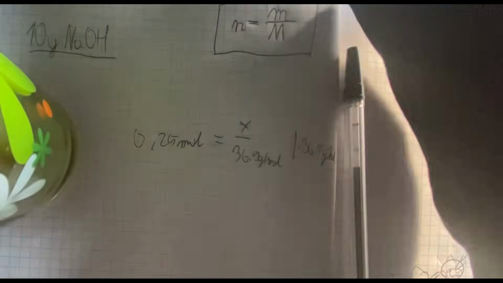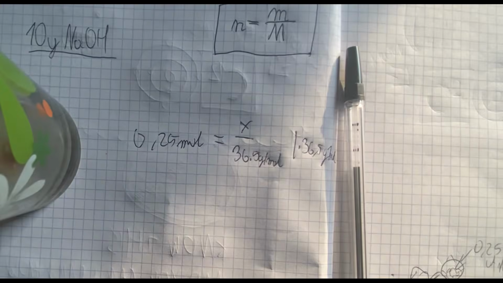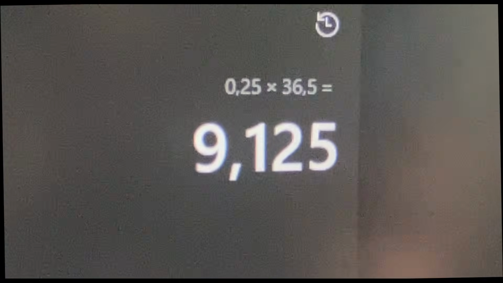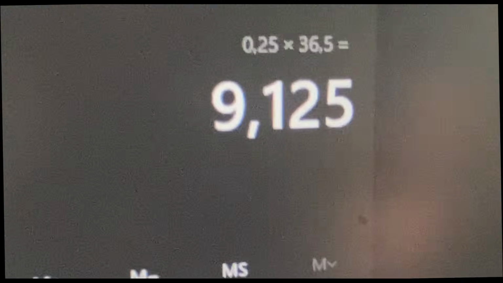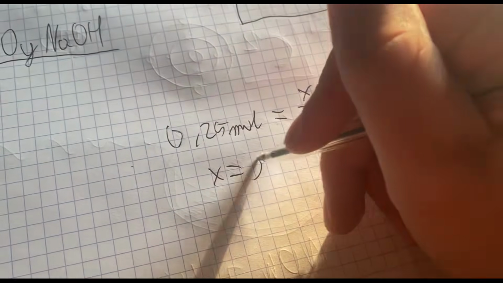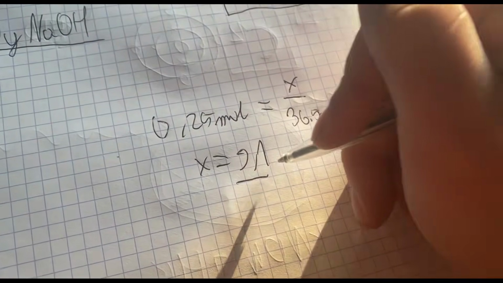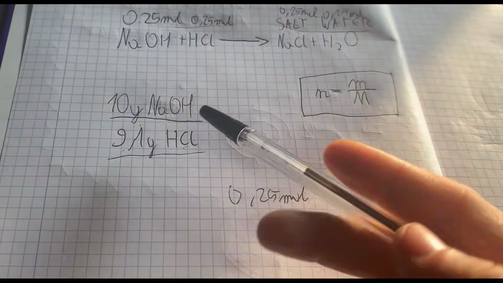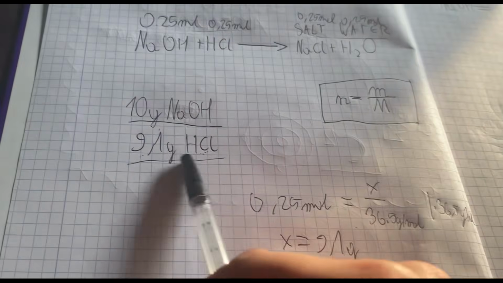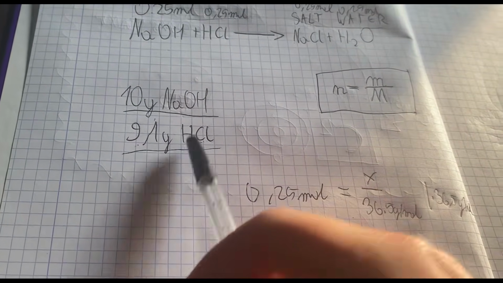But just so you know, we need the X to be alone on either side. So we just multiply 0.25 moles by 36.5 grams and we get 9 grams of HCl. Now you know how much pure sodium hydroxide and hydrochloric acid you will need. Now with sodium hydroxide it's obvious, just weigh it out, right? And for hydrochloric acid, well, here's the problem.